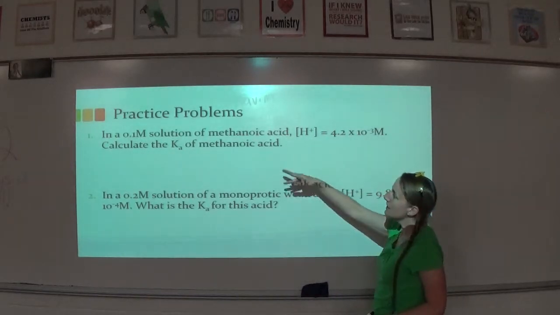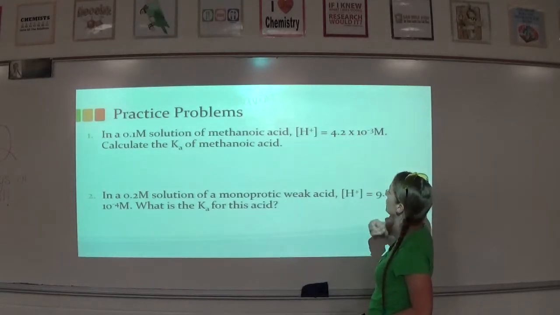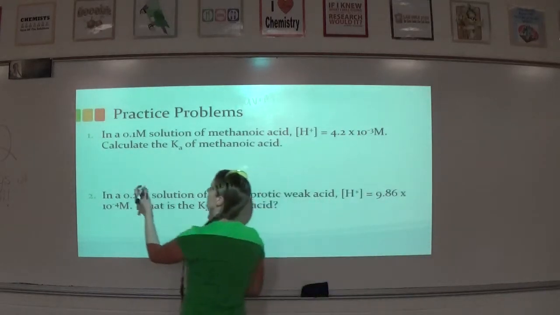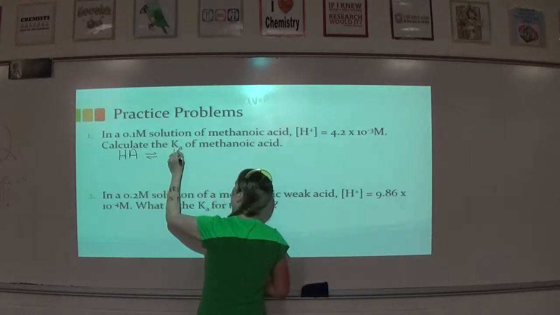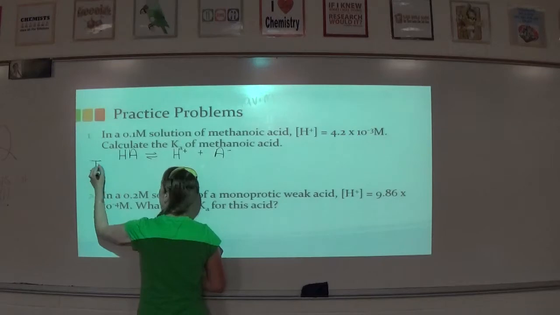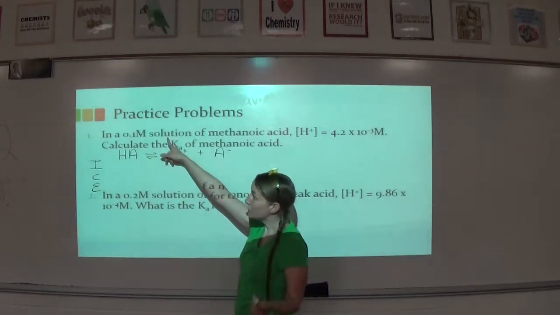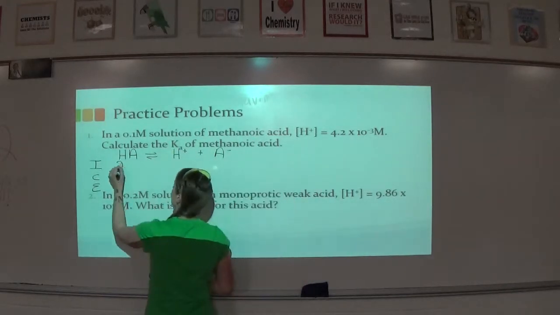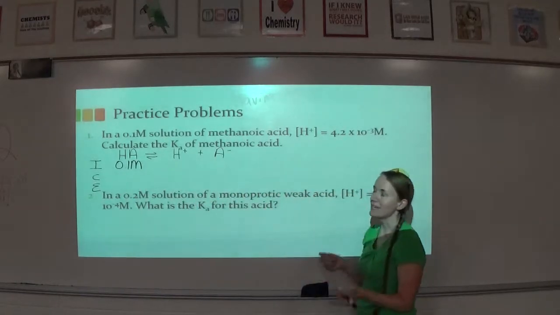Alright, so it says, in a 0.1 molar solution of methanoic acid, H plus equals 4.2 times 10 to the negative 3 molar. Calculate Ka. Okay, so again, we're dealing with an acid, so even though you may not know the formula for methanoic acid, we're going to use our generic reaction. Alright, and so we set up our ICE chart. So my original initial amount of my methanoic acid is 0.1 molar. Now again, it doesn't tell me that I'm starting with anything else.